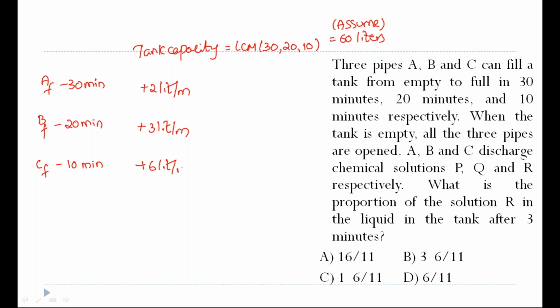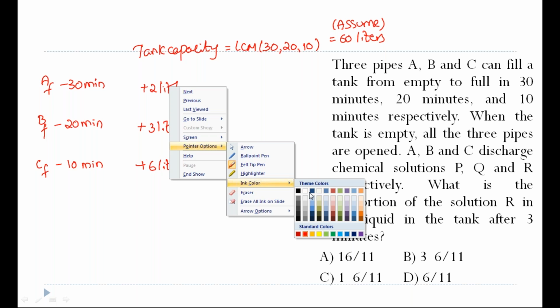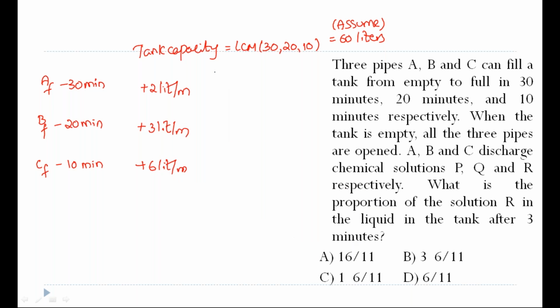Now, friends, what is the update in this question? Small update. Through pipe A, chemical P is entering into the tank. Through pipe B, chemical Q is entering into the tank. Through pipe C, chemical R is entering into the tank. Now, all the three pipes are opened for 3 minutes. After 3 minutes, what will happen? Let us see.